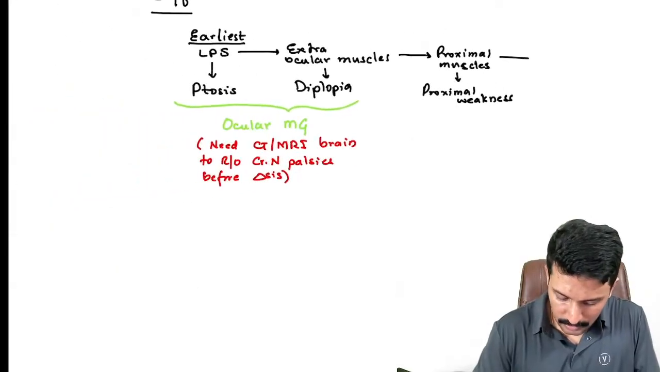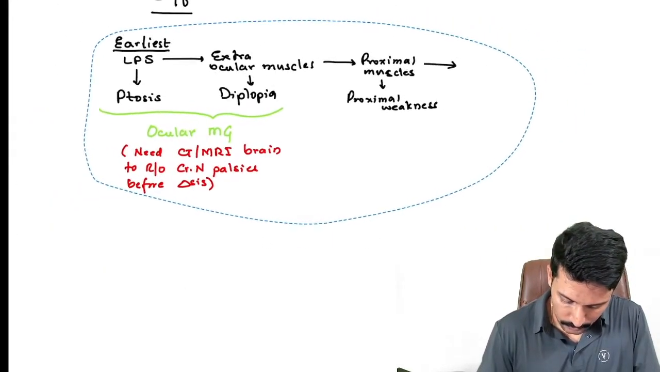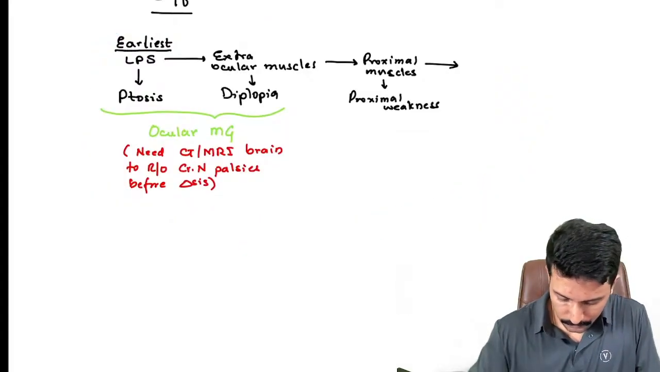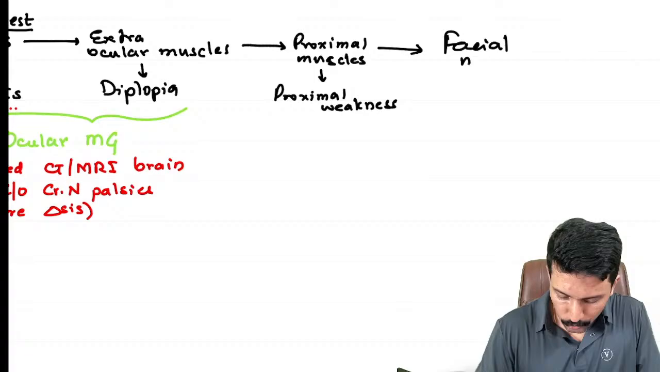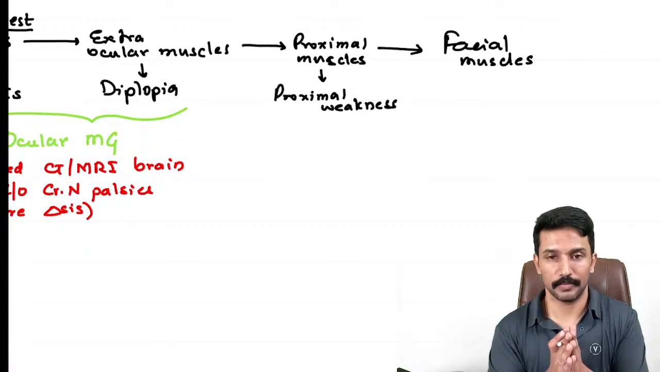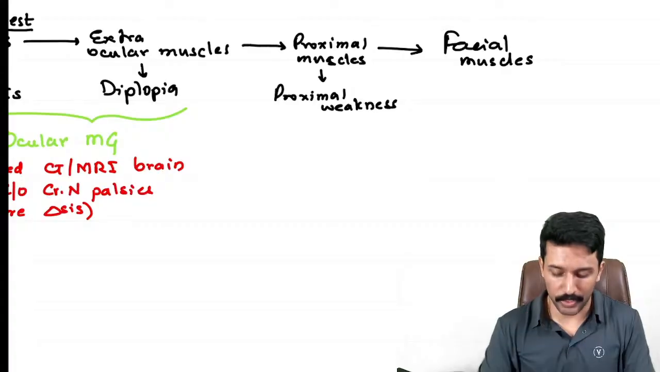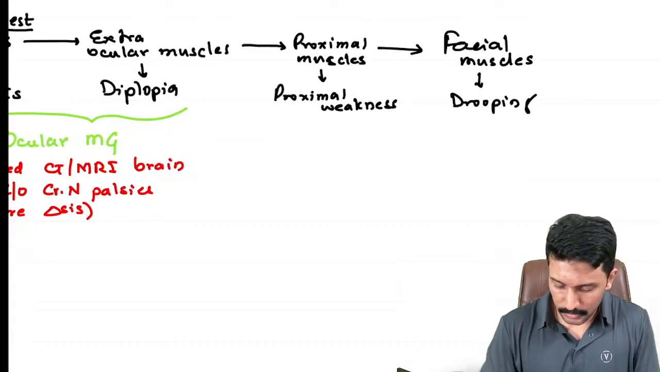So after proximal muscles, the involvement can progress to involve facial muscles. And remember, I have shown you an image in the offline classes. When facial muscles get affected, there is drooping of face. You will have drooping of face.